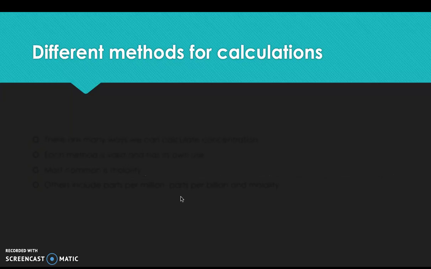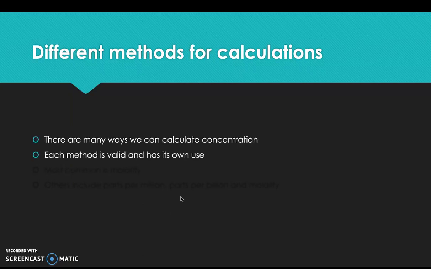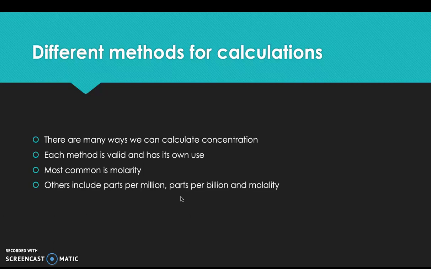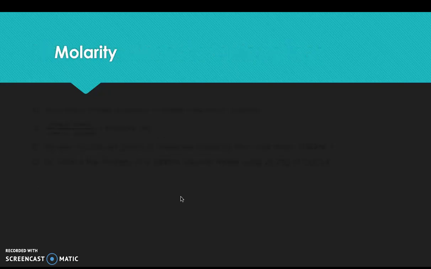So there are many different methods for calculations of concentration. Each method is valid and has its own use, and in some instances we use certain methods over another. The most commonly used is molarity. Others include parts per million, parts per billion, and molality. We're going to first talk about molarity.